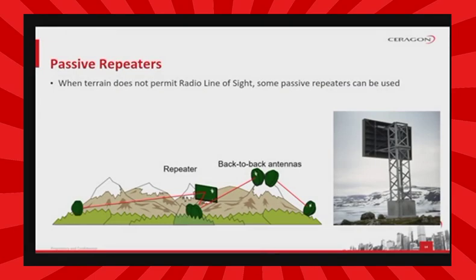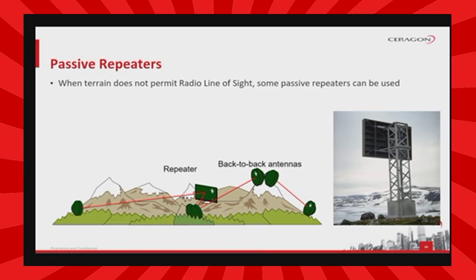When terrain does not permit line-of-sight transmission, some passive repeaters can be used. Please observe in the slide presented two different scenarios of a passive repeater usage. In the first example, on your left diagram, you can see a passive repeater like the one in the right picture, a reflective material used on a mounted support that allows for the electromagnetic waves to be propagated at a certain angle, because the line of sight cannot be achieved.